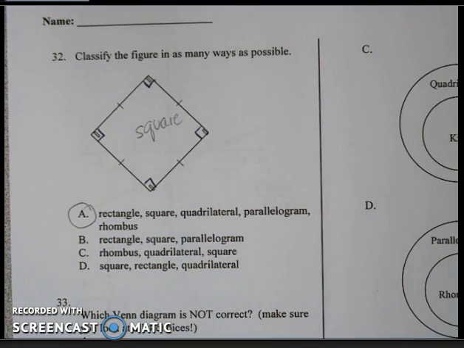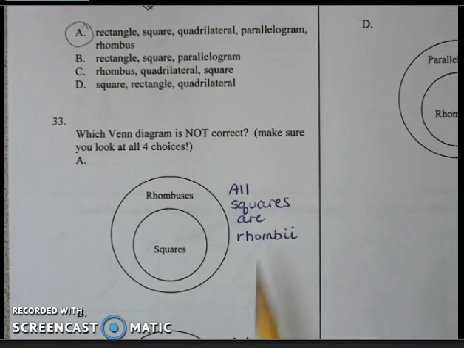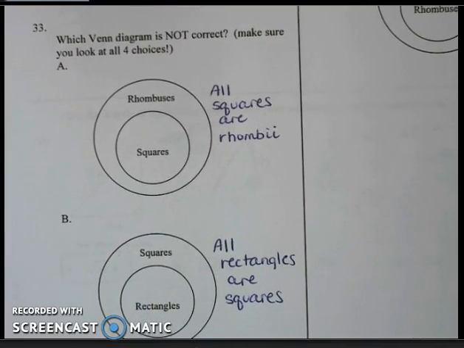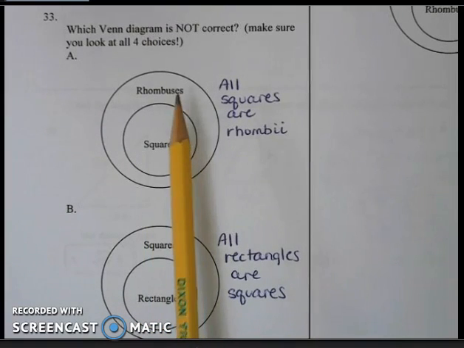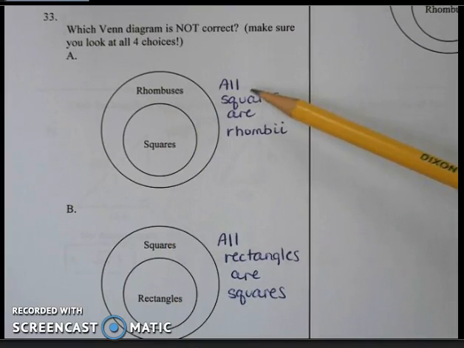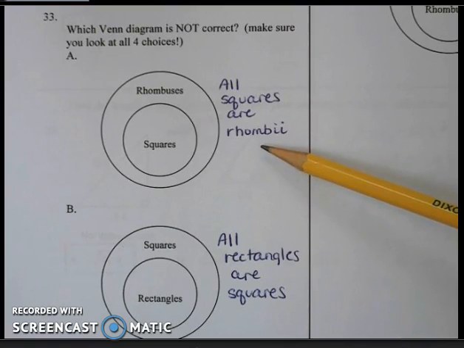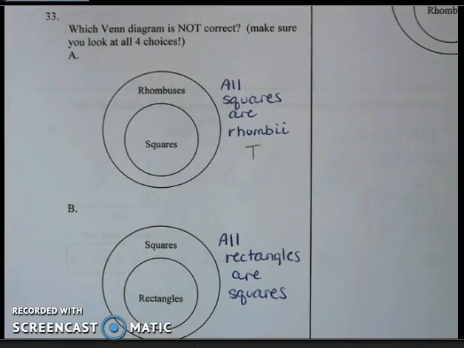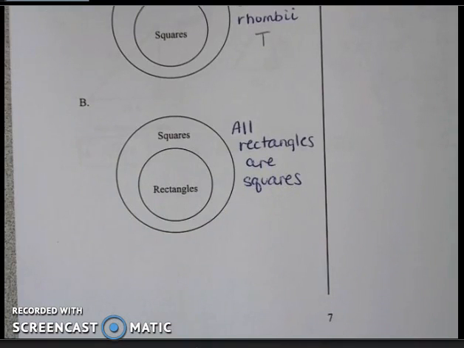Number 33. Which Venn diagram is not correct? So make sure you look at all four choices because there's two on the next column. So first let's talk about what the Venn diagrams mean before we talk about which one is a false statement. The squares are completely contained in rhombuses or rhombi. So this statement really is saying that all squares are considered rhombi or rhombuses. Do we think that's a true statement? Yes, it is true. A square has all the properties of a rhombus.